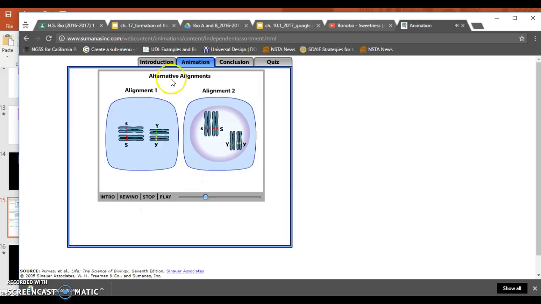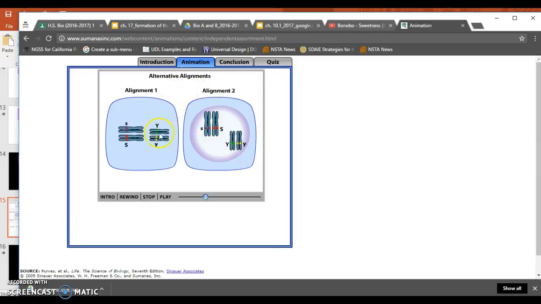All right, right here is where I need to explain. So this says alternative alignments. There are 2 different ways that the chromosomes could be organized in the cell. This is the first possibility, where S's are on this side, Y's are on this side. And another way that they can line up is S's here, or the chromosomes containing the S gene here, and the chromosomes containing the Y gene down here.